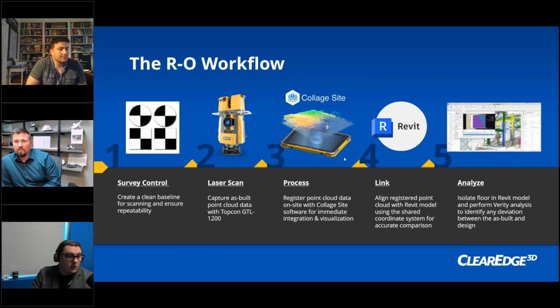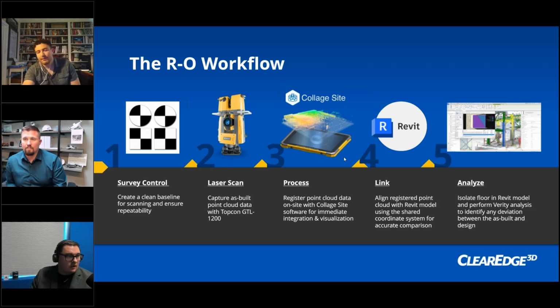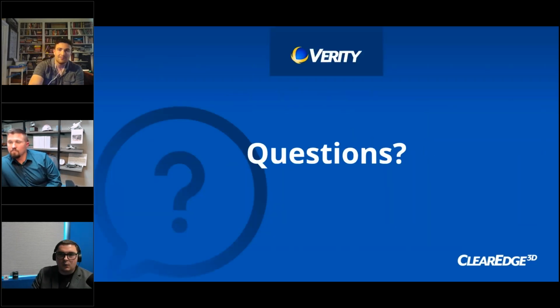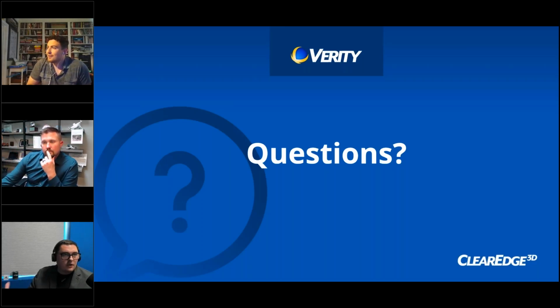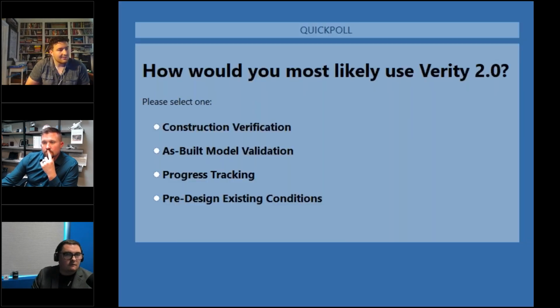I just do want to be mindful of time. So if we want to take a second and do our second poll here, now that you know a little bit more about Verity 2.0, what is your most common use case for using Verity? Is it construction verification, as-built modeling, progress tracking, going out and scanning as construction is actually being done, or pre-designed existing conditions? Let us know in the poll on your screen now.